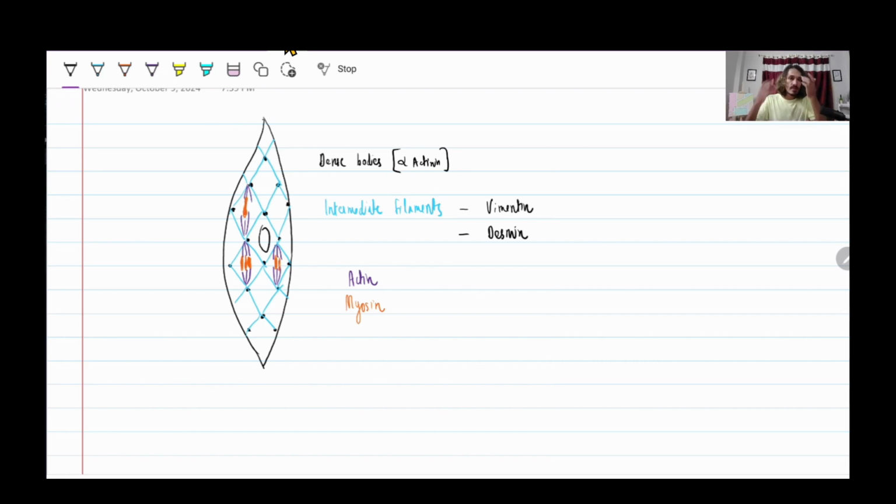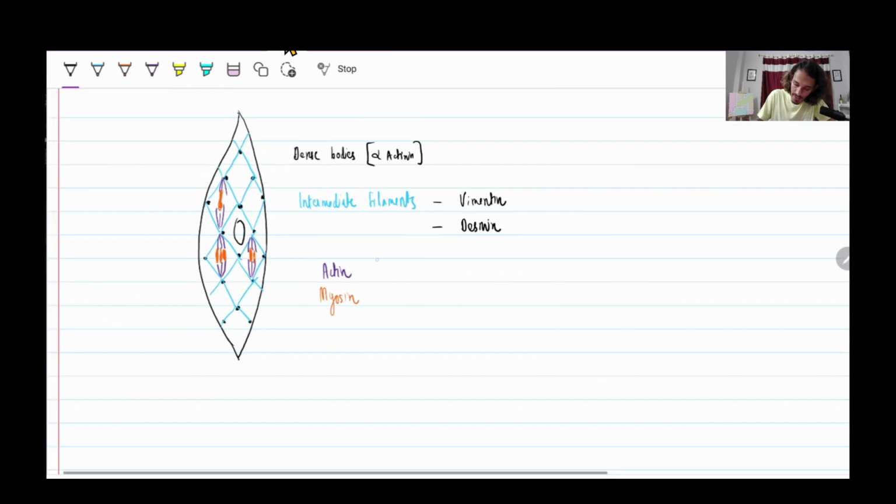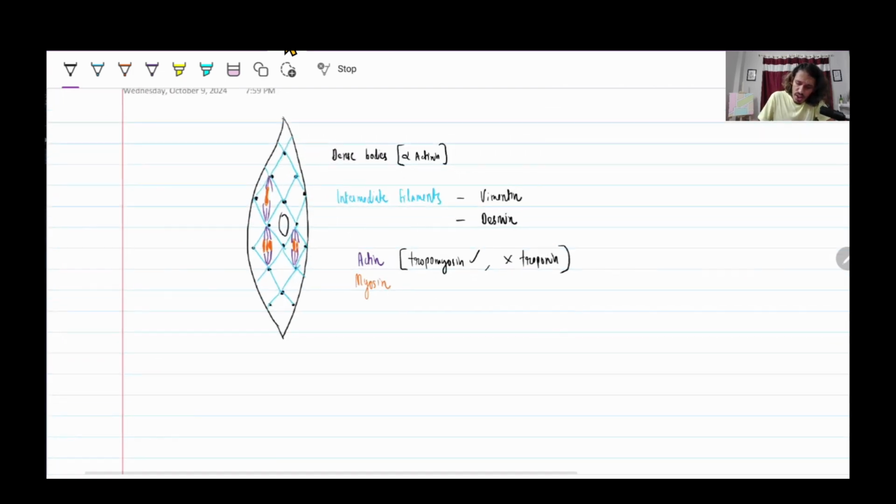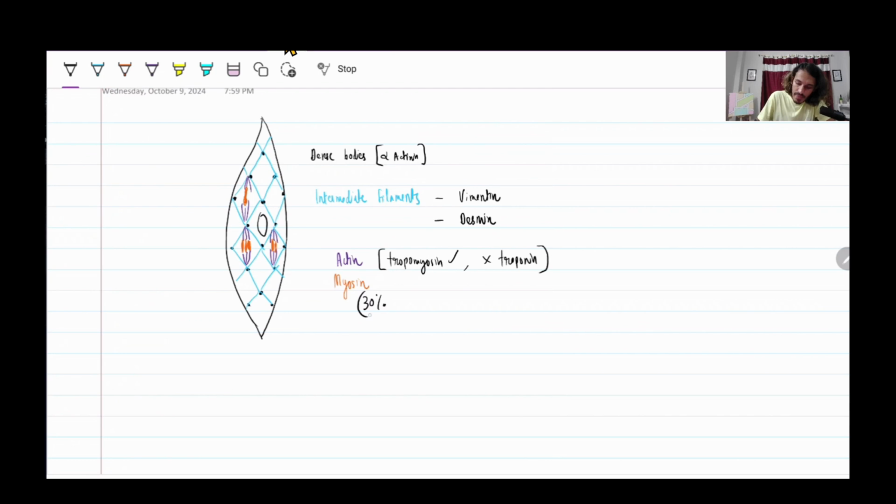Okay, so all throughout there are dense bodies. Interlacing them are your intermediate filaments, and interspersed between them, connecting them, is also the actin myosin complex. You have to understand the actin here has the tropomyosin, but it does not have troponin. So how exactly does contraction happen here? It is quite different from how it happens in your skeletal muscle. We'll come to that. Another thing is your myosin, which is around 30% less as compared to a skeletal muscle.